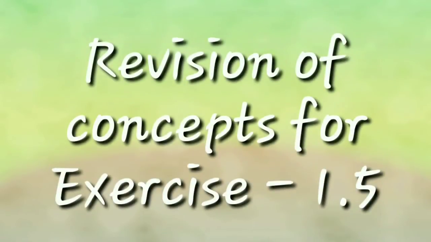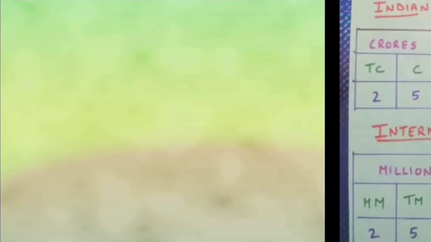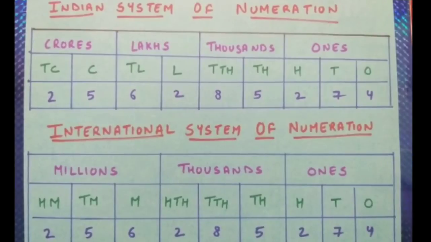Let's start by revising the concepts that are needed for solving exercise number 1.5. The exercise is about the Indian and international system of numeration. As you know, we follow the Indian system of numeration and use the Indian place value chart, but most countries outside India use the international system of numeration. Now take a look at this chart. Here I have made both the Indian and international systems of numeration.